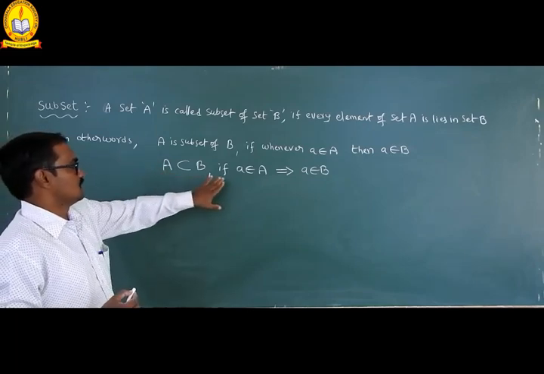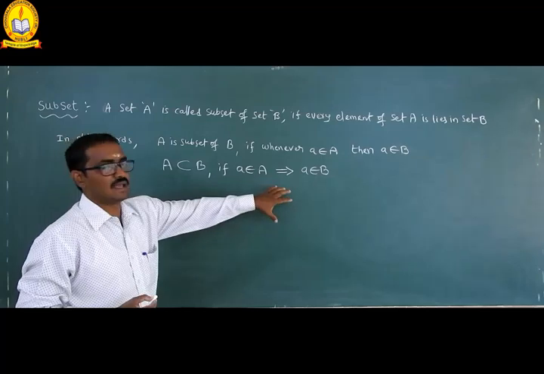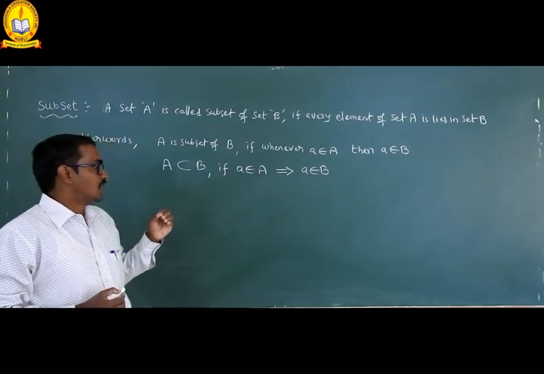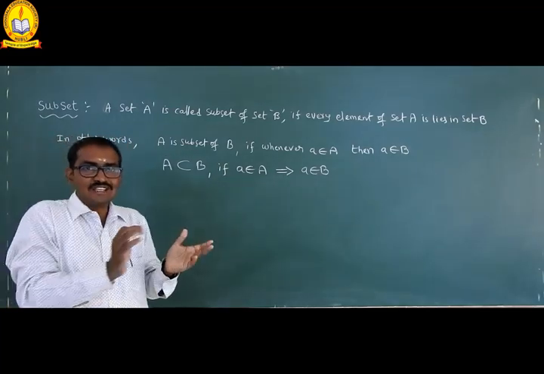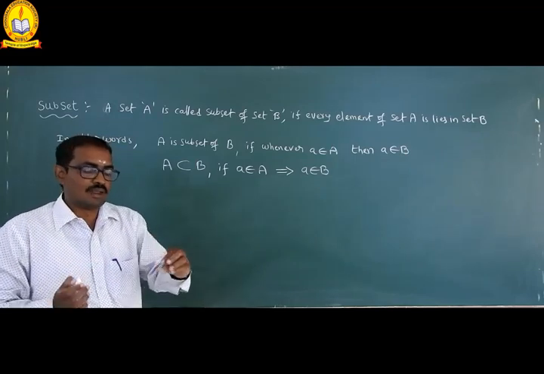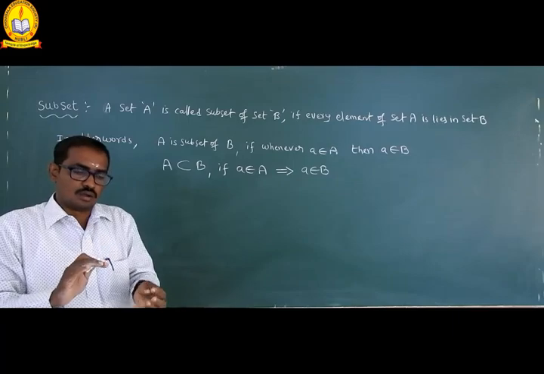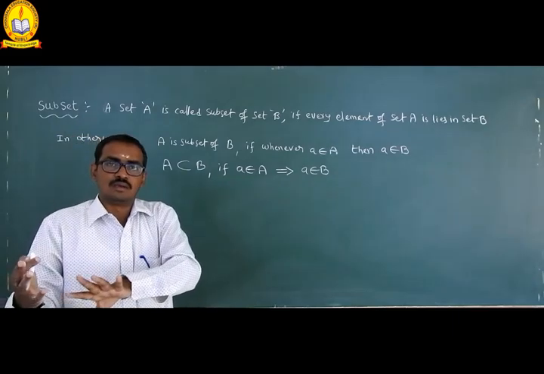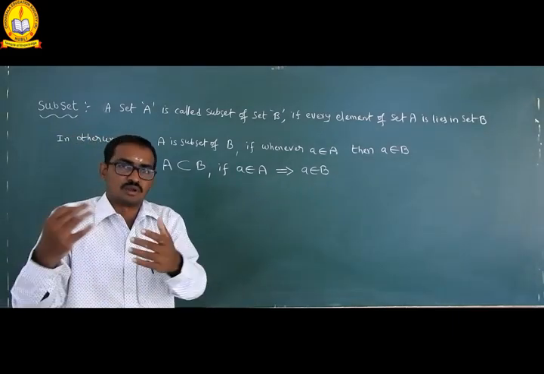A is a subset of B if a belongs to A implies a belongs to B. And second one, suppose A is not a subset of B. Some elements of set A do not lie in set B. Then A is called not a subset of B.